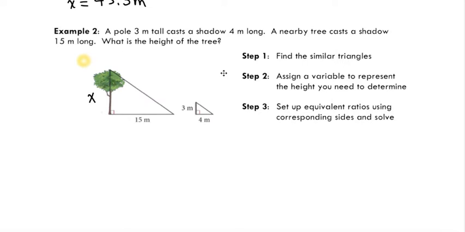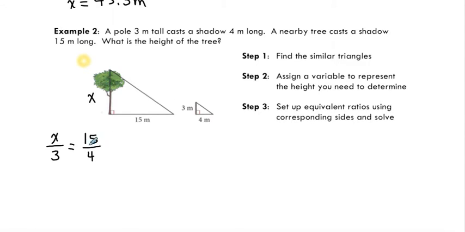And now we're going to set up our equivalent ratios. So my equivalent ratios say that my height of my tree would be in proportion to the height of the pole. So X is over 3. And the length of my shadow of the tree is in proportion to the length of the shadow of the pole. So 15 over 4.